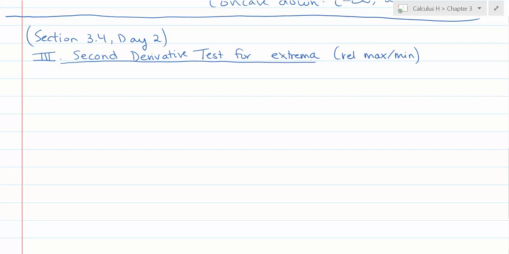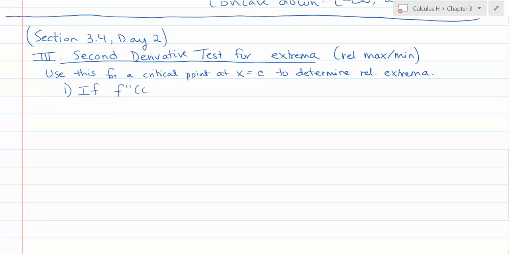All right, so we're going to use this test. And this is just another test. We had the first derivative test for relative max and min, and this test also can be used for relative max and min. So use this test for a critical point at x equals c to determine relative extrema.